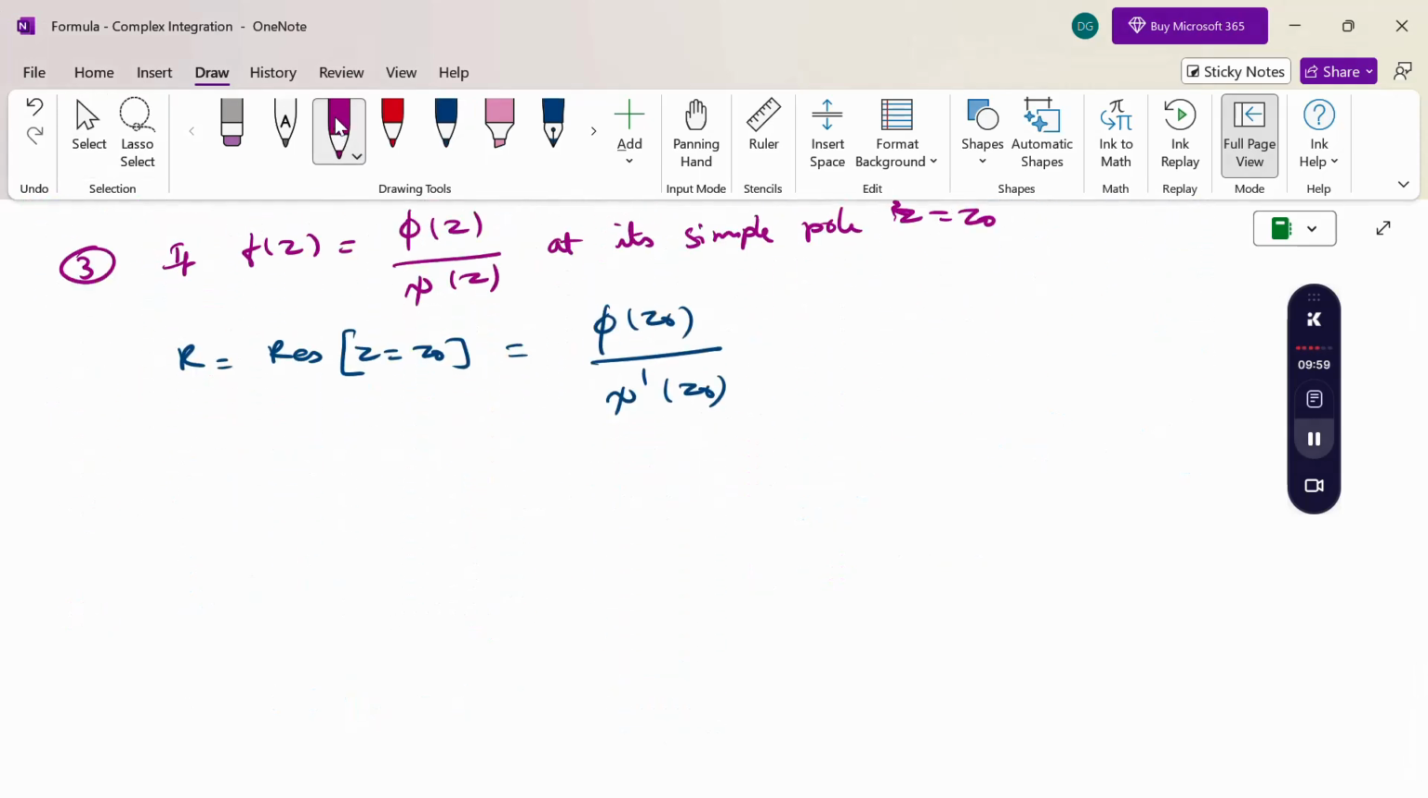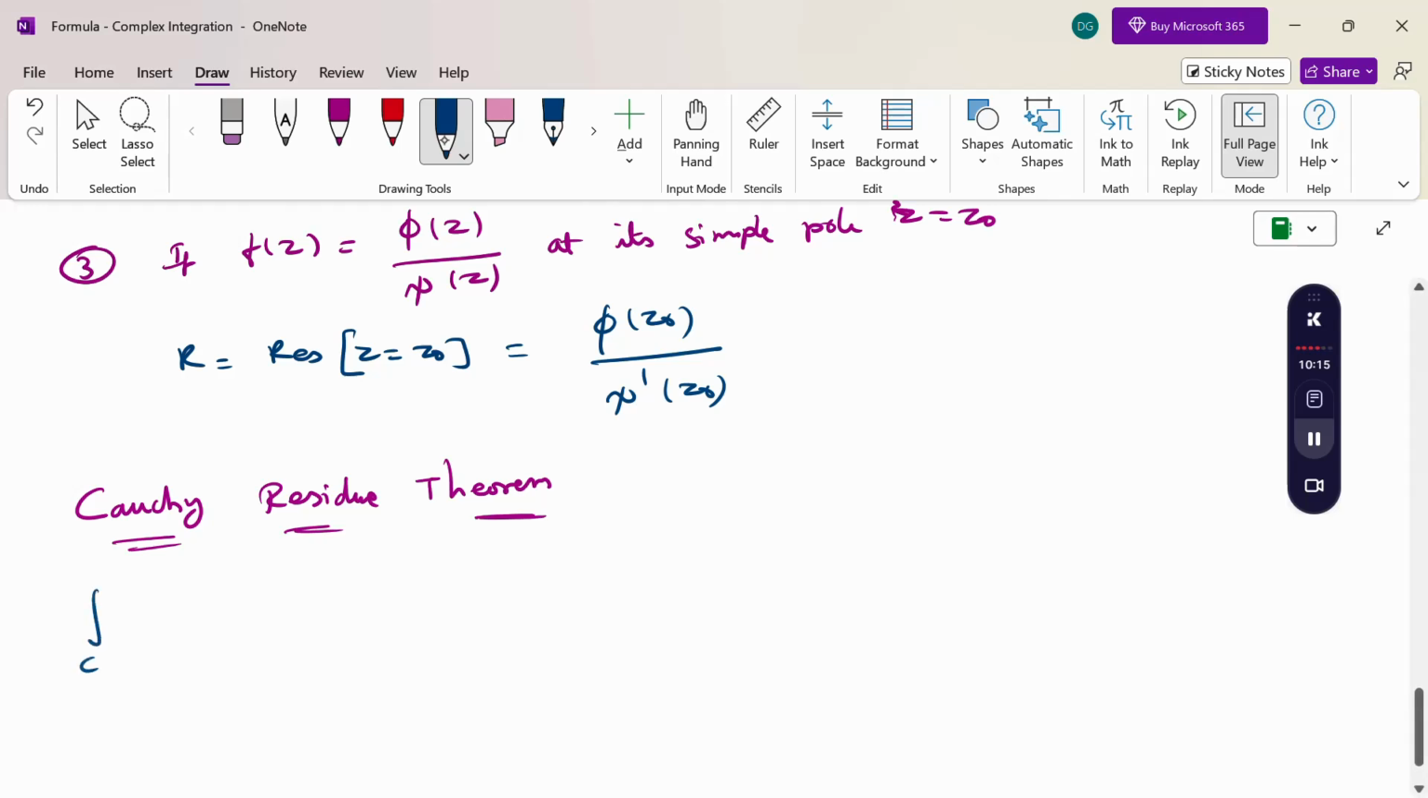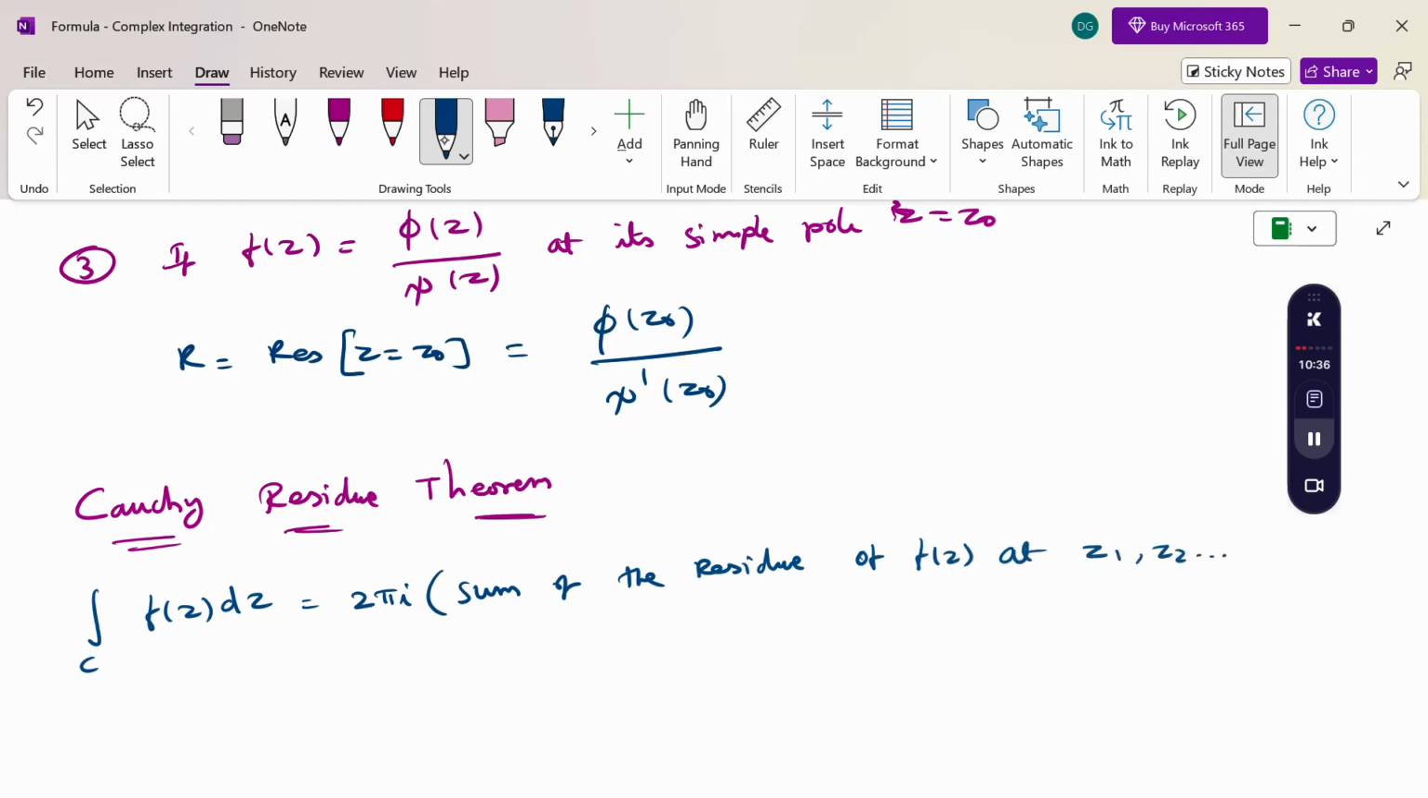And the Cauchy residue theorem. The Cauchy residue theorem is nothing but the integral over C of f of z dz equal to 2 pi i into the sum of the residues of f of z at the points z1, z2 up to zn.